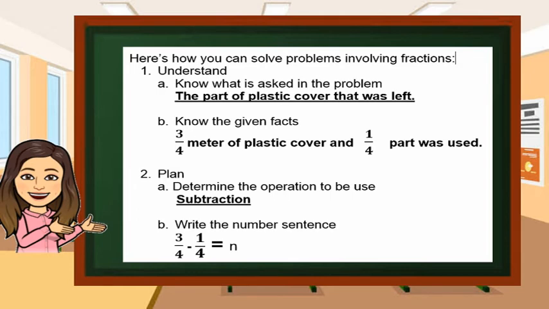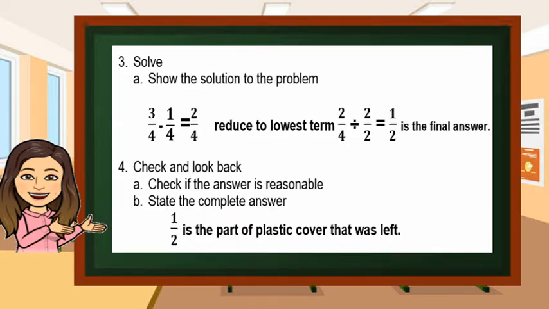Then, of course, write the number sentence. As you can see, when writing the number sentence, it involves the given values and the subtraction. So they are all here in the number sentence, which leads us to the answer for our question.